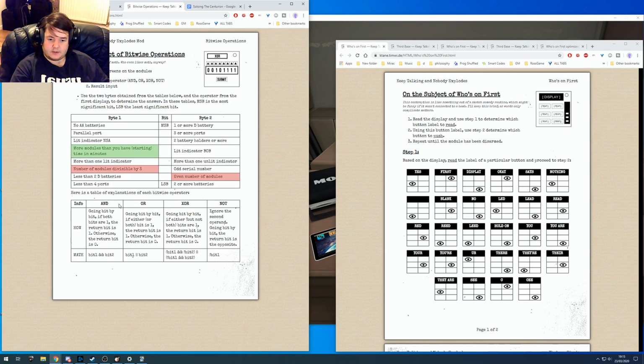And that's the nice rule. More than one lit, more than one unlit. No and an odd. Okay, so yes and a lit bob. More than one lit, more than one unlit. No and odd serial.